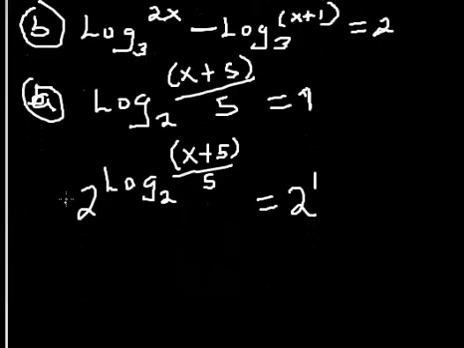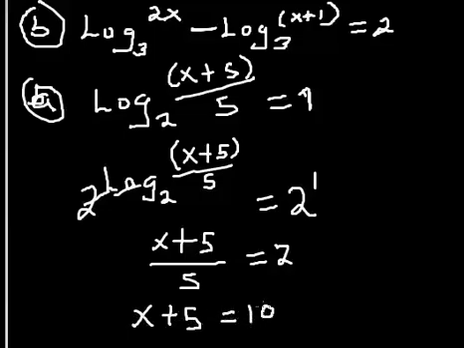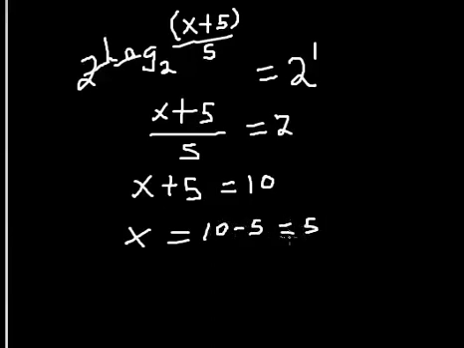So this is gone, so I'm left with x plus 5 all over 5 equal to 2 raised to the power 1, which is 2. If I cross multiply, I have x plus 5 equal to 5 times 2, that's 10. So now my x becomes 10 minus 5, which is 5. I hope that is well understood.